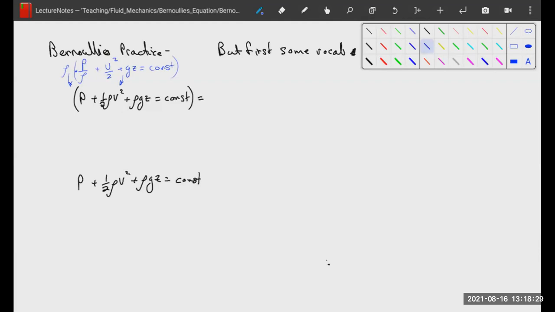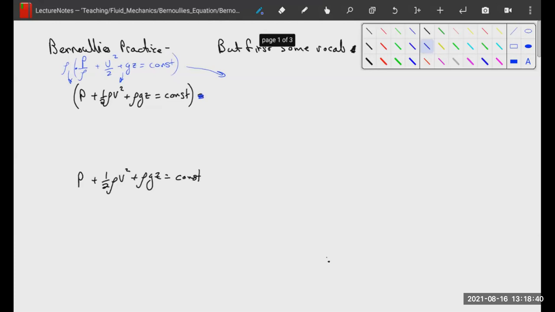We could also divide by gravity. So if we divide by gravity, we get a different equation, which is pressure over rho g plus 1/2 v squared over g plus z is equal to a constant. And in this equation, we introduce a vocab word called head, right?